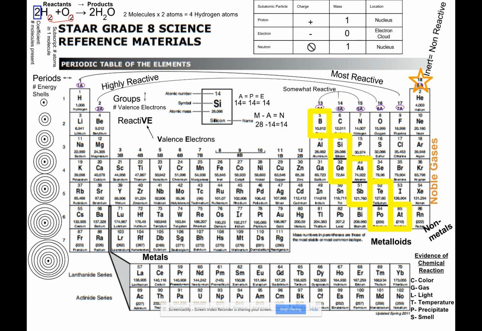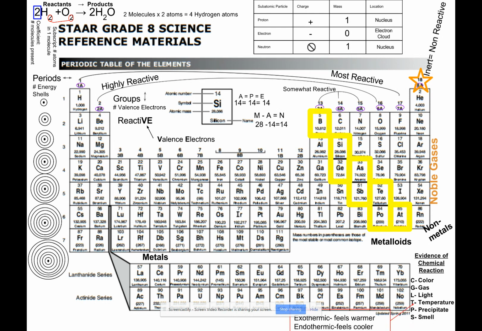So, C stands for color. When you have an unexpected color change, that can be an evidence of chemical reaction. G stands for gas, or the formation of bubbles can be indicative of a gas being formed. L stands for light, T stands for temperature, P stands for precipitate, and S stands for smell.